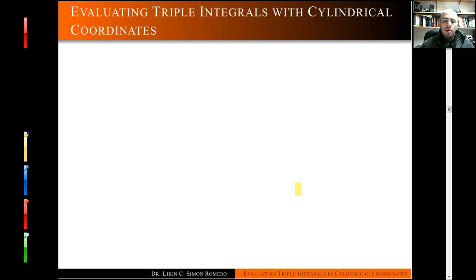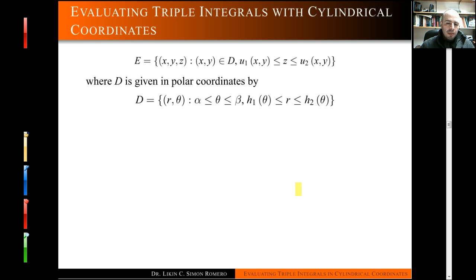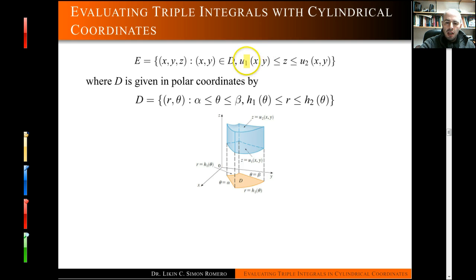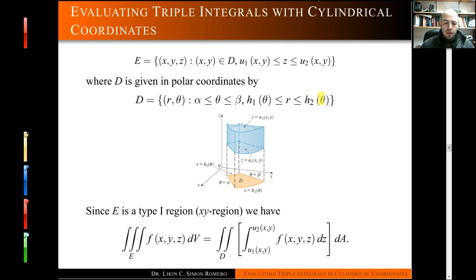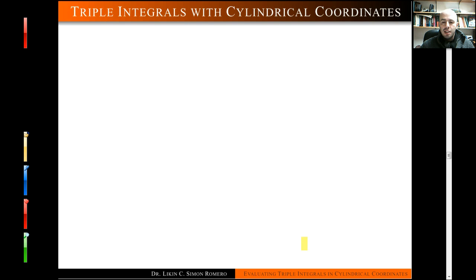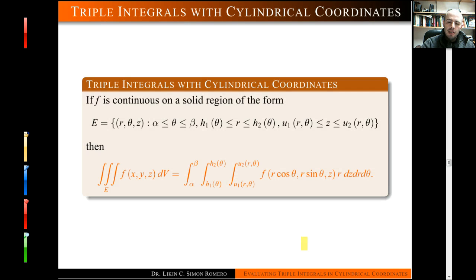Now we're going to see how to evaluate triple integrals in cylindrical coordinates. Now, if you have simple regions, in other words, if z moves between two functions that depend on x and y, and the region D happens to be a region that you can express as a simple region in polar coordinates, then you can take this integral, changing to cylindrical coordinates, and you end up with this formula right here. So we change this function such that it depends on r and theta, and those are the limits of integration that we put over here.